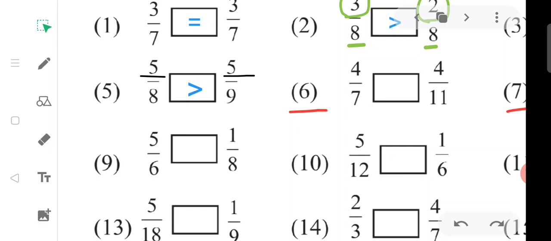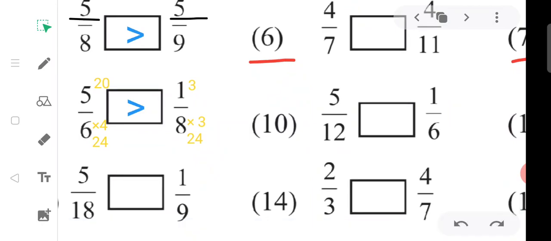How do we get 24 from 6? If you multiply 6 by 4, we get 24. So we need to multiply 5 by 4. So we get 20. Now in 1 upon 8, here we have to multiply 8 by 3. So we get 24. We need to multiply 1 by 3. So now we get the fractions 20 upon 24 and 3 upon 24. So which one is bigger? 20 upon 24 is bigger than 3 upon 24. So here which sign comes? Greater than.